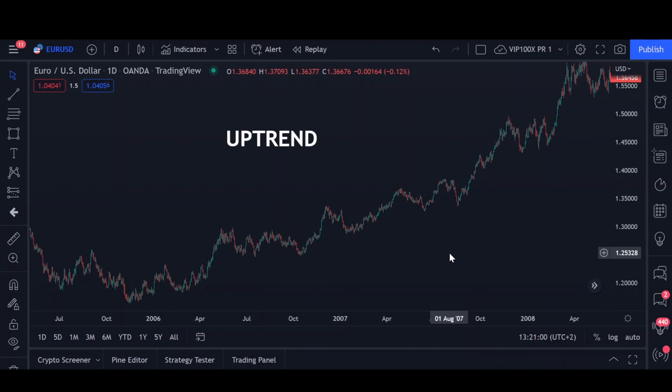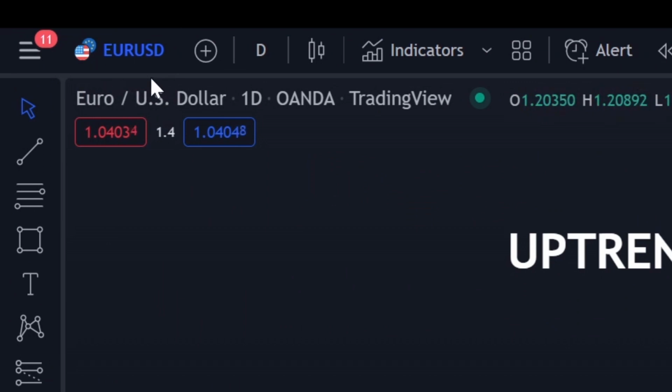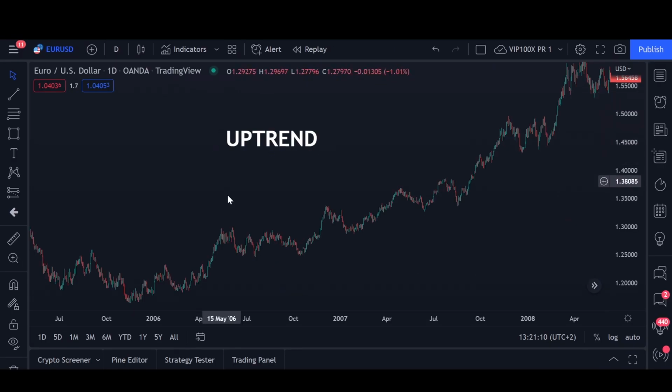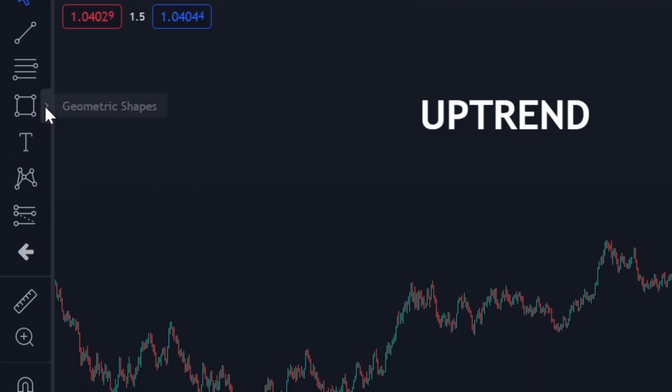For this example, we are going to use the euro-dollar pair in forex, daily time frame, and Japanese candles. As we mentioned in the previous videos, first we will look for the highs and the lows. We go to the left bar here and select brush.